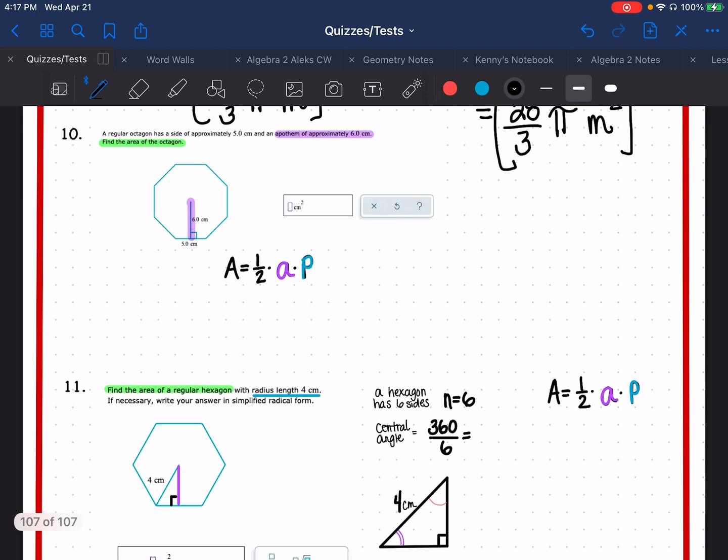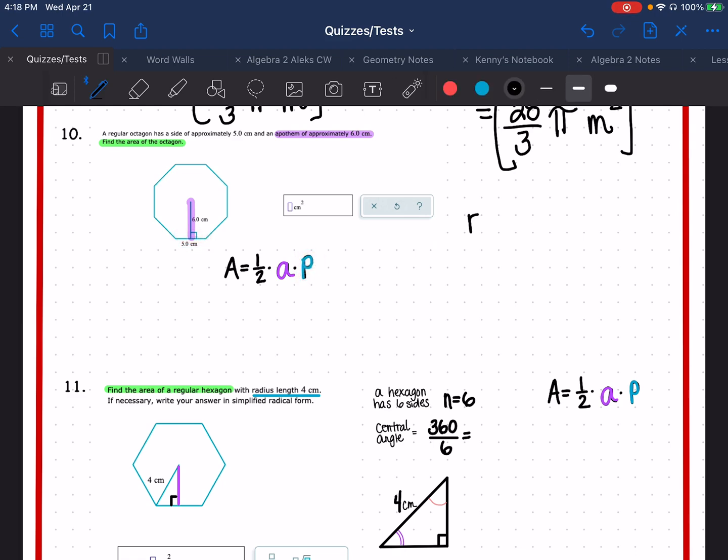And question number 10 will be the easier of the two because if you read the question, it is going to tell you, it's either going to tell you what the perimeter is, remember P stands for perimeter, and it's going to tell you what the apothem is, or at least approximate it. And then it's going to ask you to find the area. So this one is an octagon, and it does tell me that a regular octagon has a side of approximately 5 centimeters. This side is going to allow me to find P.